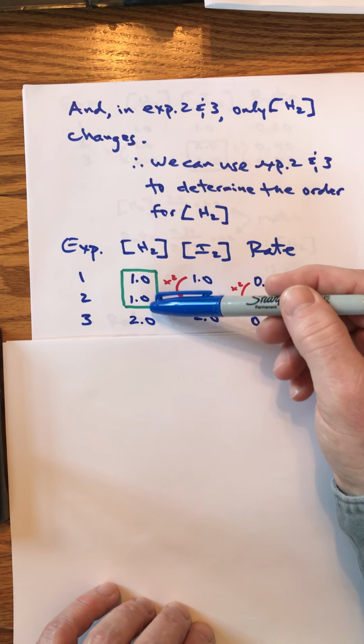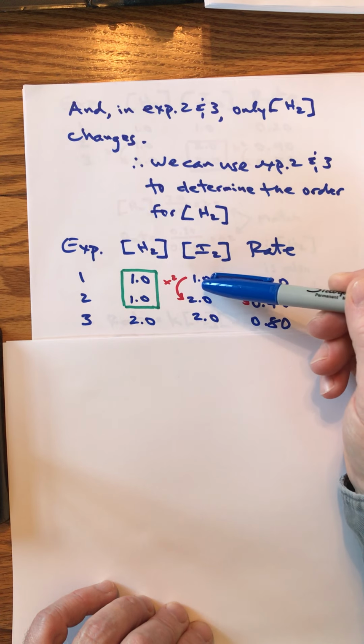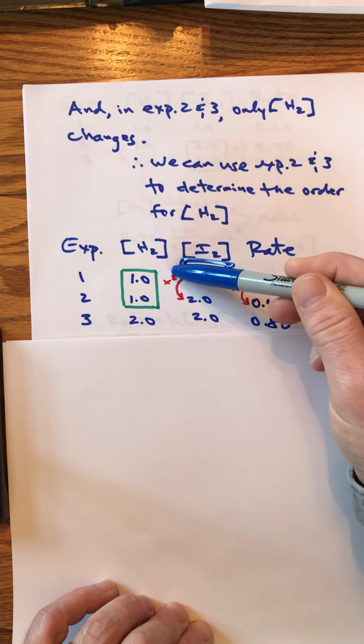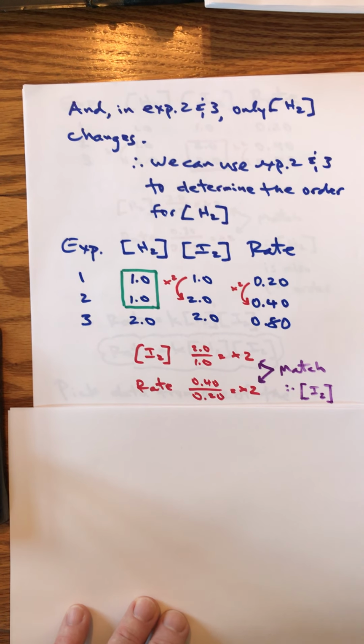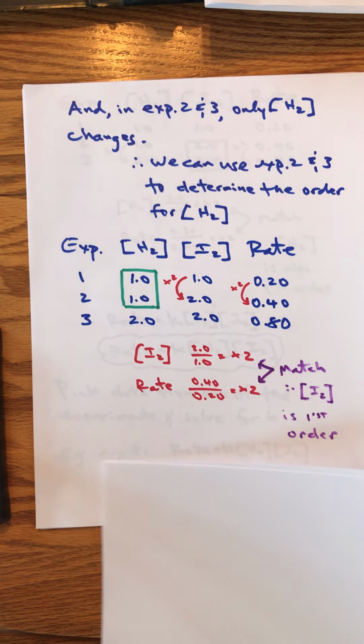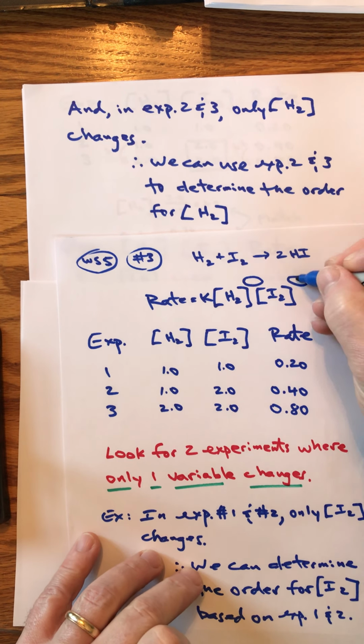Here's experiment 1 and 2. I'm leaving hydrogen alone. I doubled I2. My rate doubled. That's a match. I2 is first order. So I could go back here and I could put a 1 there.